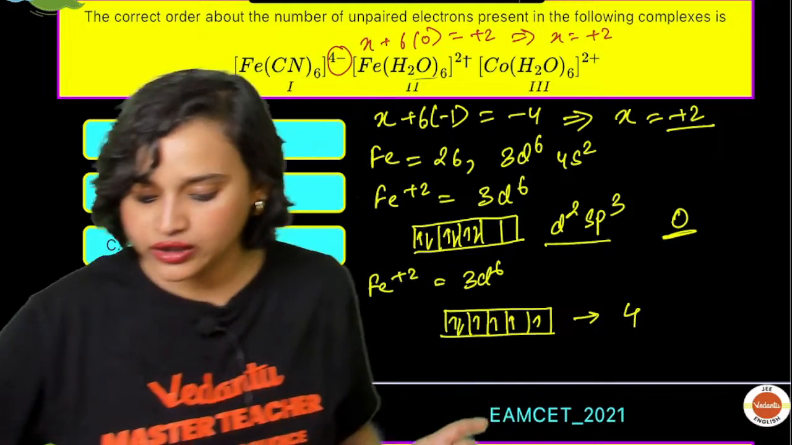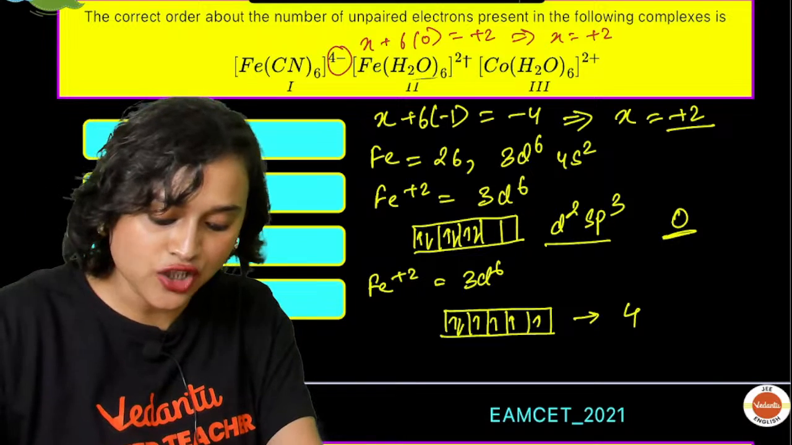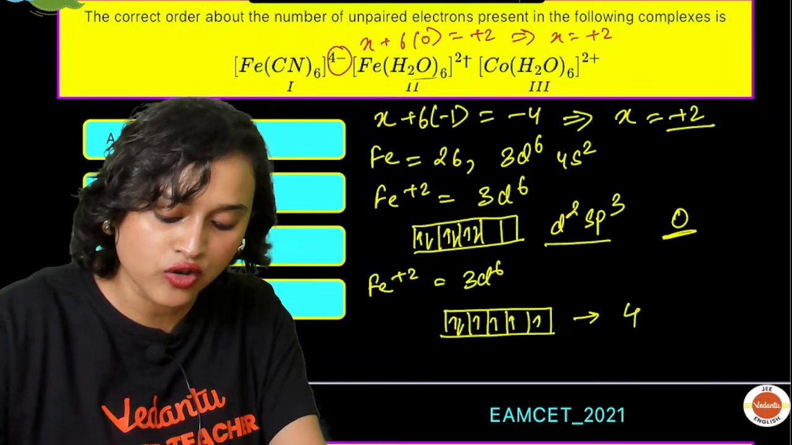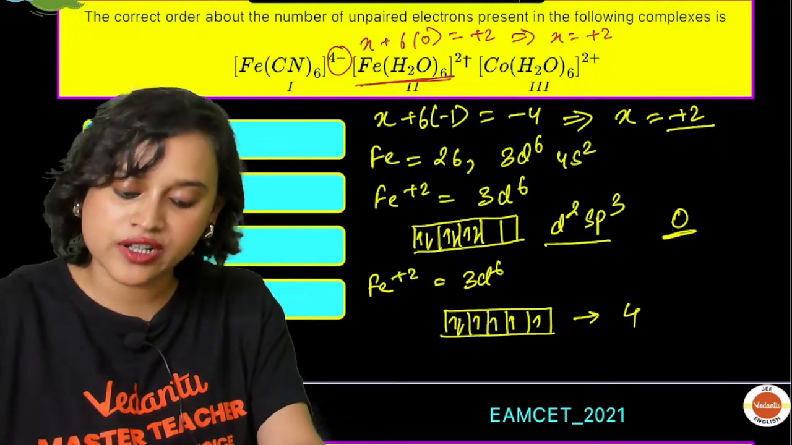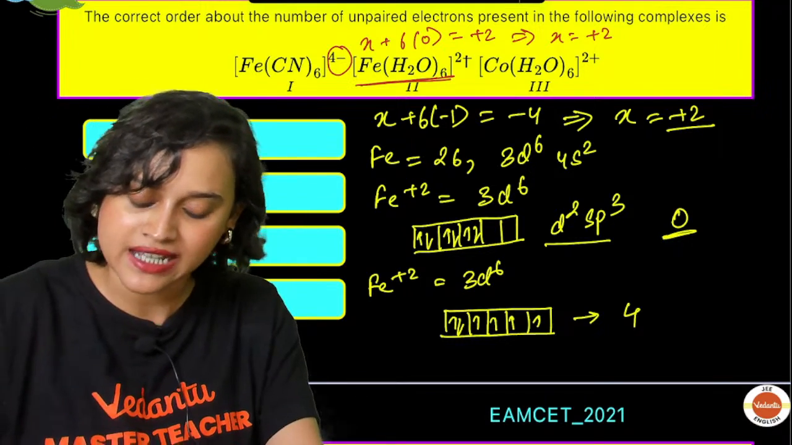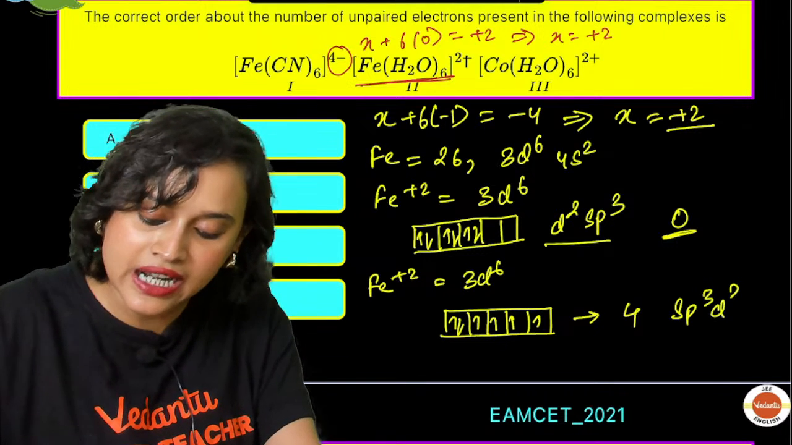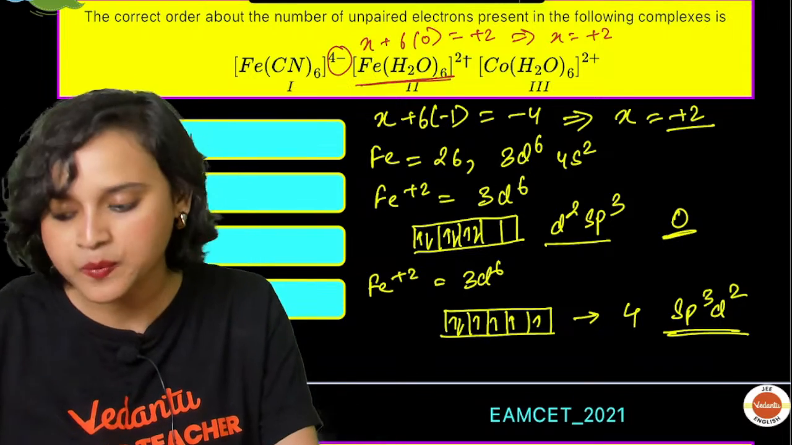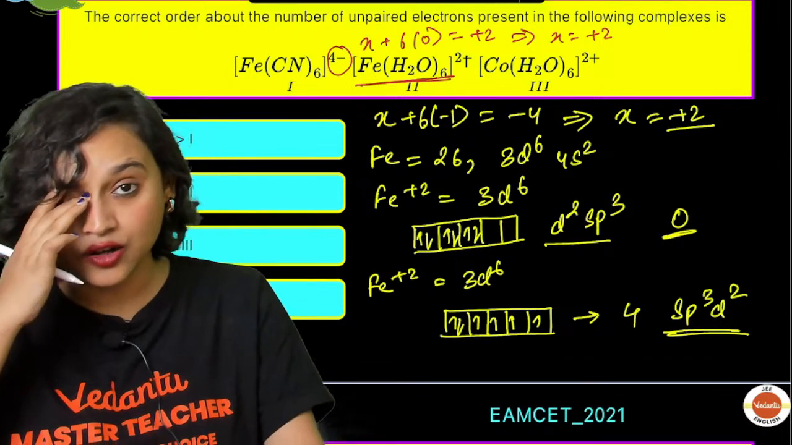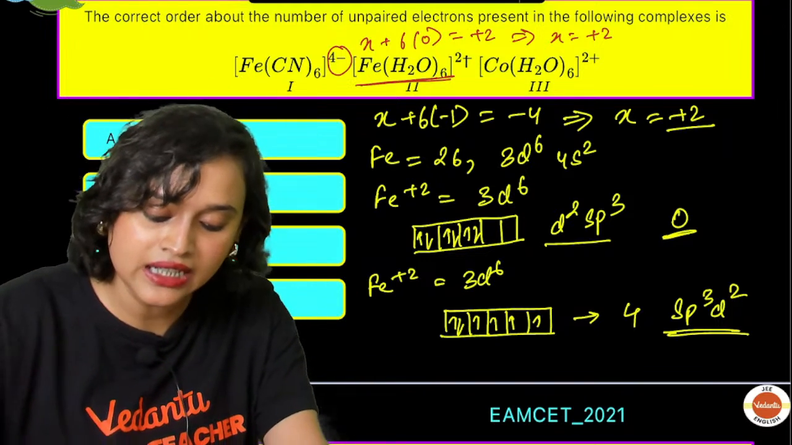No, this will be an outer orbital complex. Fe(H2O)6, the second compound, is going to be an outer orbital complex. The first compound is going to be an inner orbital complex. Here the hybridization is going to be sp3d2, so this will be an outer orbital high spin complex. Getting it? Alright, everyone? Now let's take a look at the last one.